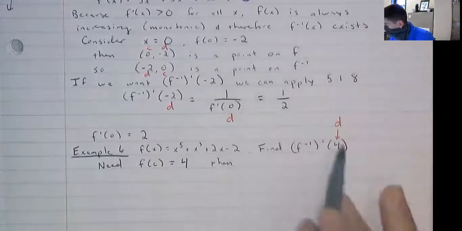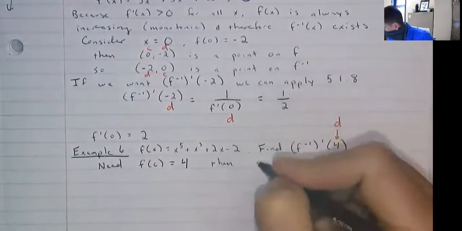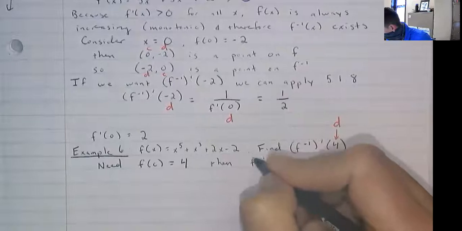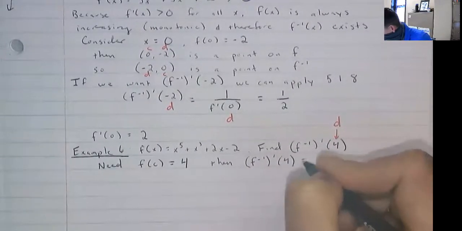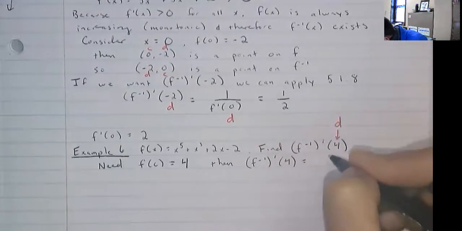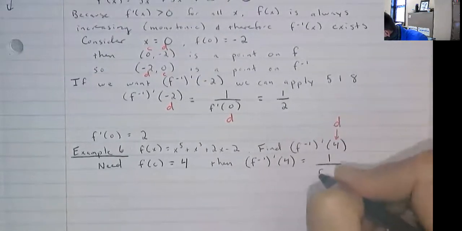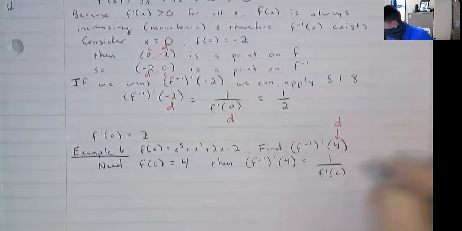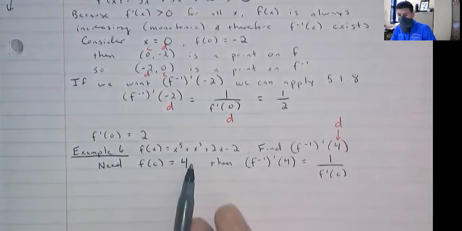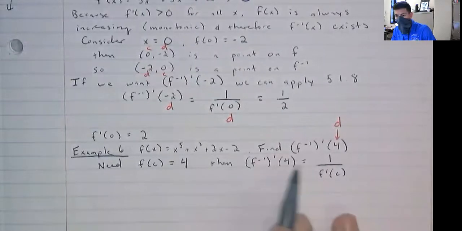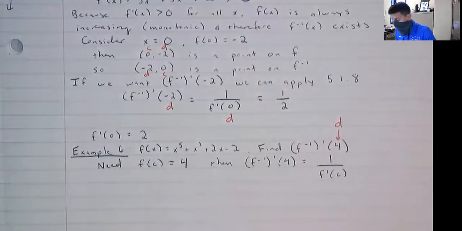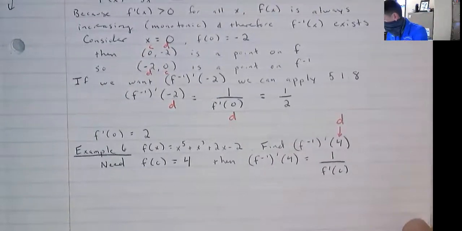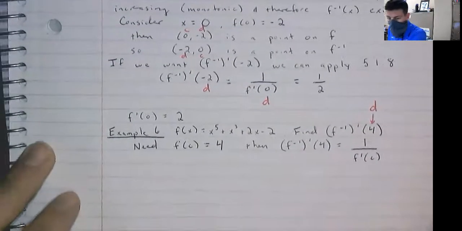to be able to say that this derivative that we are seeking, the derivative of the inverse at 4, would be 1 over the derivative of f at that c value that generated 4. We need the c. We have the ability to at least think about how that could work.